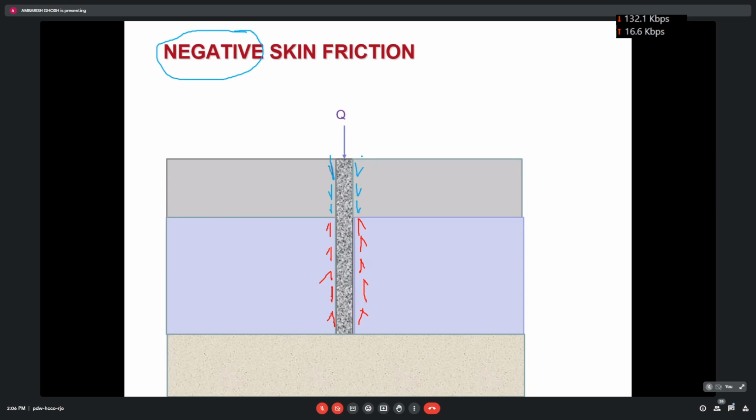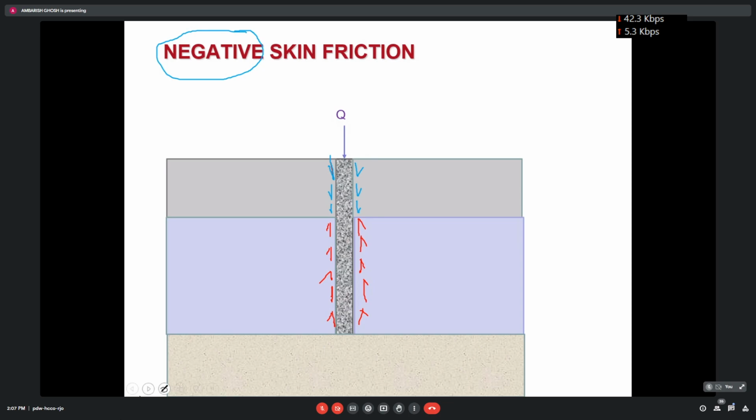So will this skin friction increase the capacity of the pile or decrease the capacity of the pile? Is it going to increase or decrease the capacity? Anyone, please? You see, it decreases the capacity.